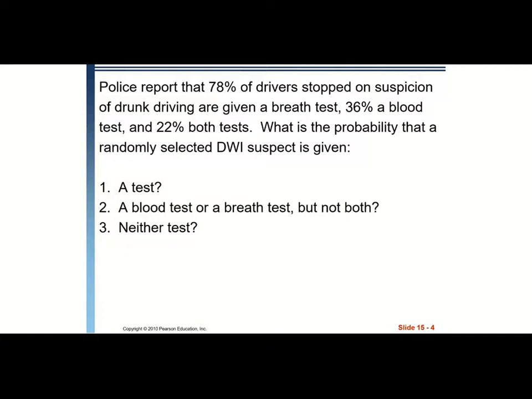I'm going to skip including the actual image of the Venn diagram in the notes and allow you to draw it on your own. But I will give you the answer to these 3 questions here, revealed in 3, 2, 1. So the probability a DWI suspect is given a test is 92%. A blood test or a breath test, but not both, is 70%, and neither test is 8%.